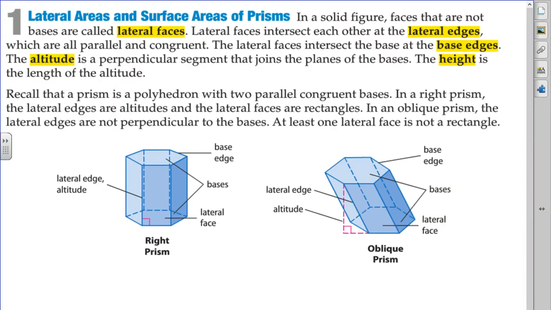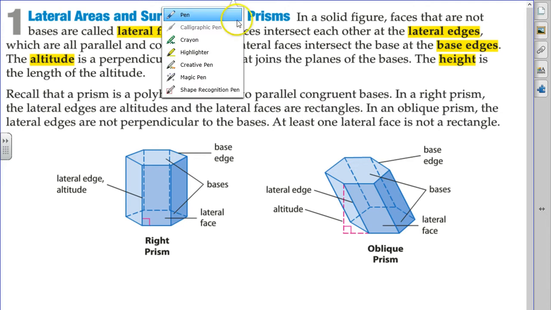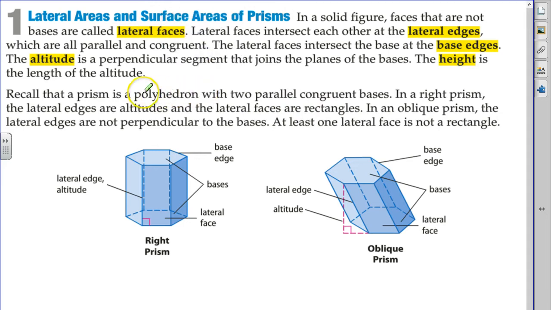So first, what the heck is a prism? A prism is basically, you can think of it as a three-dimensional polygon. More importantly, though, a prism is a polyhedron with two parallel congruent bases. That's the key there. The key word is parallel, because when we get to pyramids and cones, they won't be parallel.